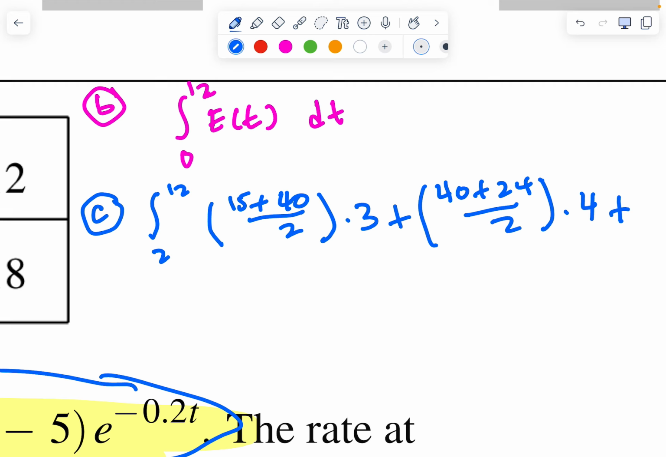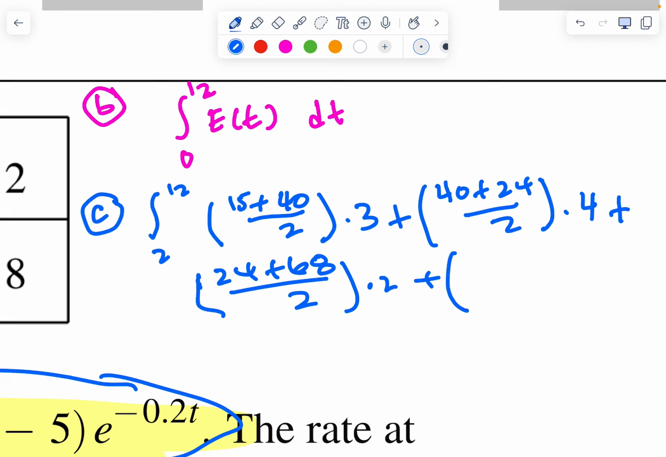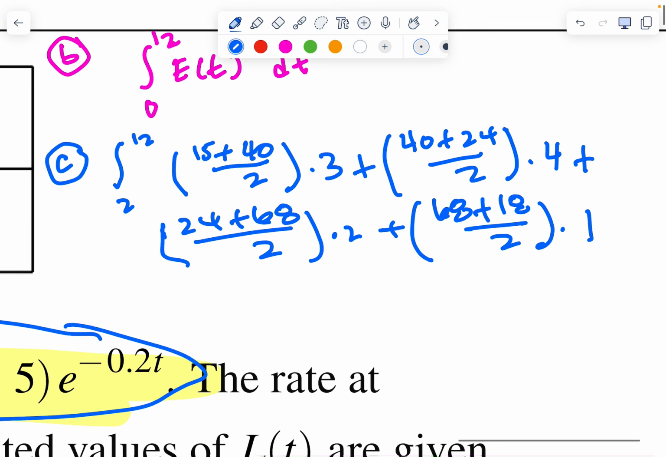Plus, I don't have enough room, so I'm going to go down right here. What two numbers are we adding? 24 and 68, very good. Divided by 2. And what's our change in the x's? 2. And what 2 am I adding next? Good job. 68 and 18 divided by 2 times 1. You really don't need the 1. Let's type that in decimals right now, on Desmos.